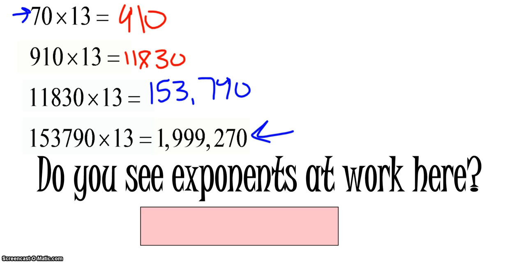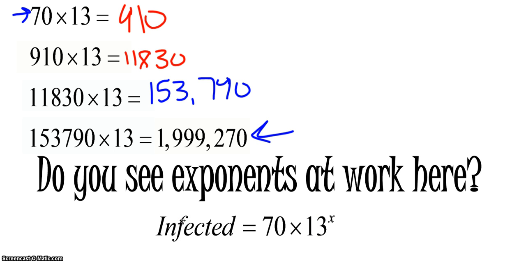So this is where we have our exponents at work. In other words, what this is saying is that the infected people is equal to 70 times 13 to the x. Now this is the type of equation that we haven't ever seen before. So we're going to take it step by step and break down what the equation actually means.